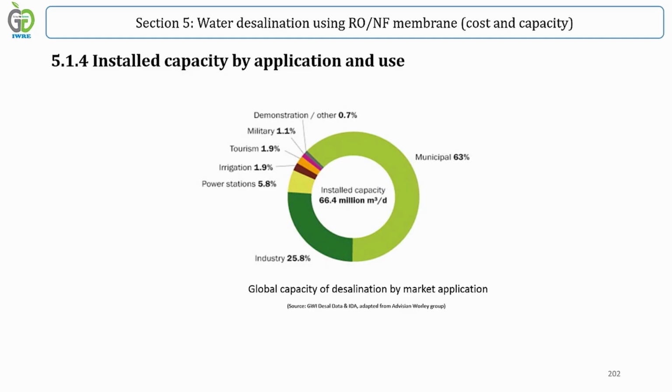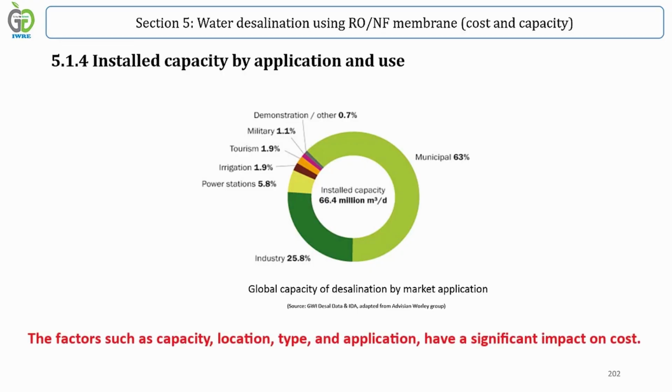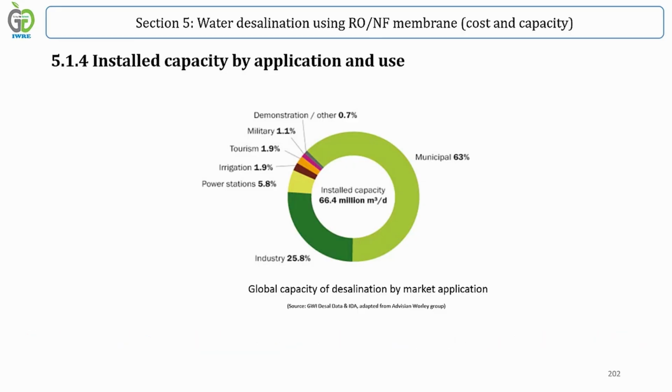This figure illustrates desalination market share by the end user application. Municipal use for desalination comprises the largest portion of the total installed capacity, followed by industrial, power, irrigation, and tourism uses. The factors such as capacity, location, type, and application have a significant impact on cost. There are other important site-specific factors that directly impact desalination costs, which are discussed in the following slides.